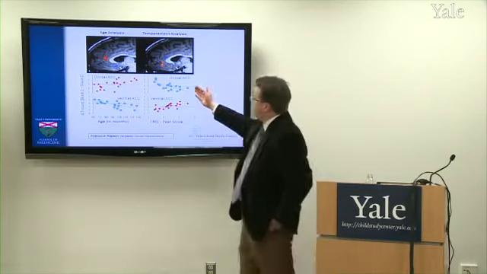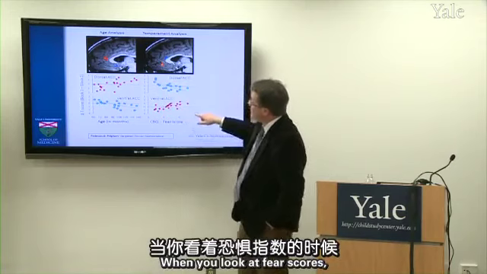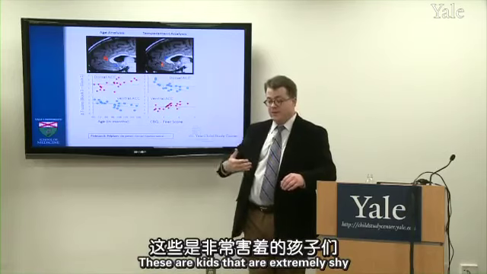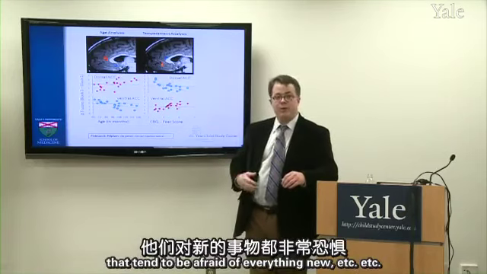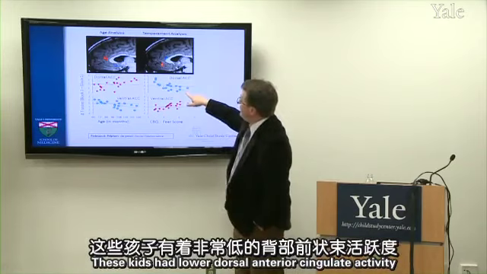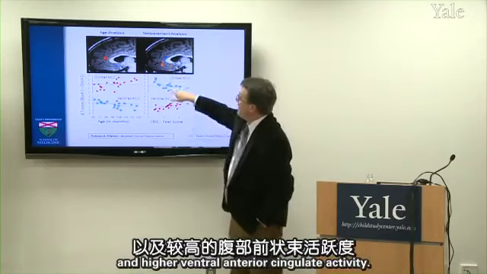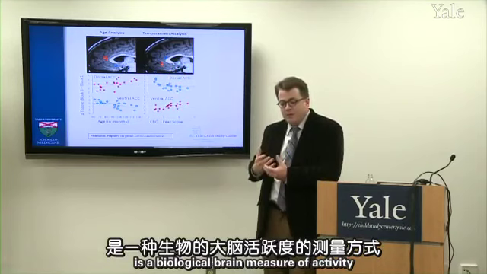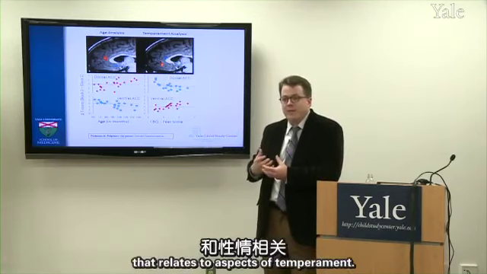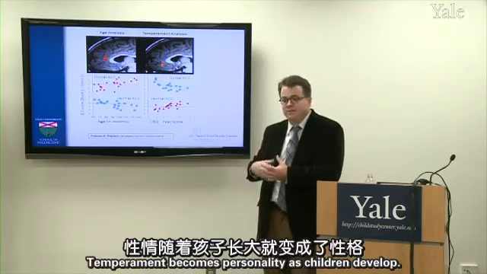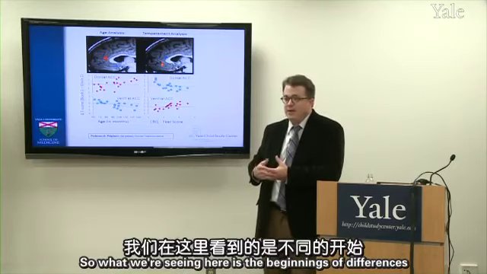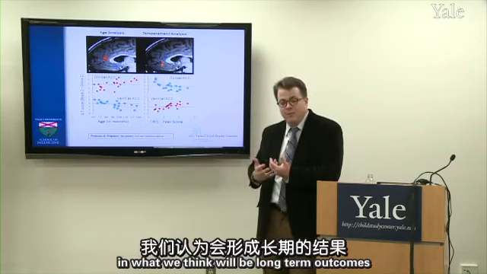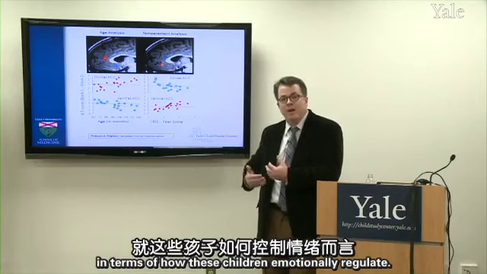So we measured temperaments. So now this is irrespective of age. When you look at fear scores, higher scores mean children who are more fearful. These are kids that are extremely shy, that tend to be afraid of everything new, etc. These kids had lower dorsal anterior cingulate activity and higher ventral anterior cingulate activity. So what this was giving us is a biological brain measure of activity that relates to aspects of temperament. And temperament becomes personality as children develop. And so what we're seeing here is the beginnings of differences in what we think will be long-term outcomes in terms of how these children emotionally regulate.